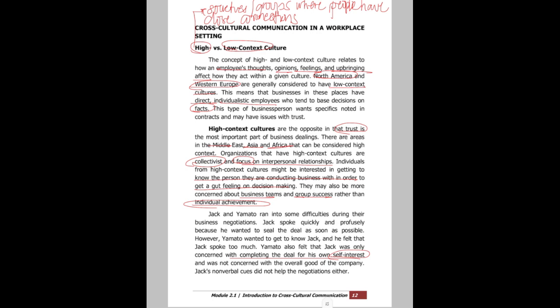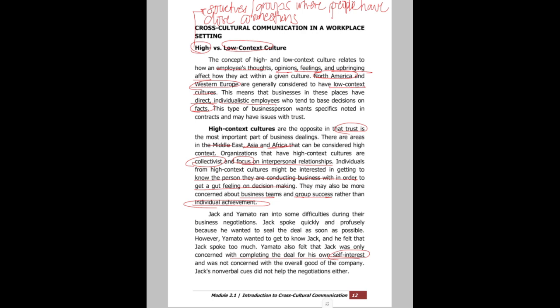So, syempre si Yamato, dahil iba yung kanyang culture, iba yung kanyang nationality, ang tingin niya, si Jack, gusto lang na ma-close yung deal because of self-interest. Okay, sariling interest, and at the same time, hindi talaga concerned si Jack sa mismong standing ng company. Siguro napilitan lang si Jack or talagang ginagawa lang ni Jack yung trabaho niya na kailangan ma-close yung deal, pero aside from closing the deal, wala siyang gustong i-create na harmonious relationship or let's say harmonious communication towards Yamato.